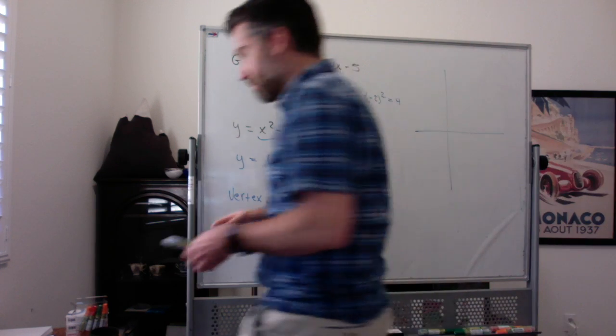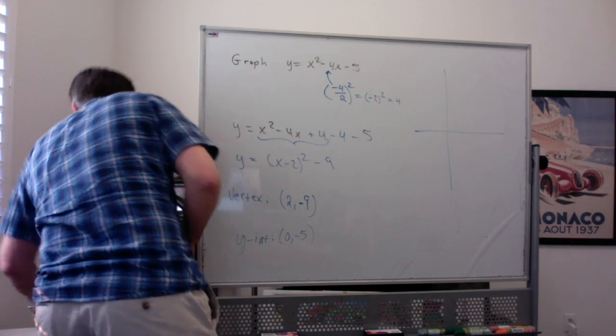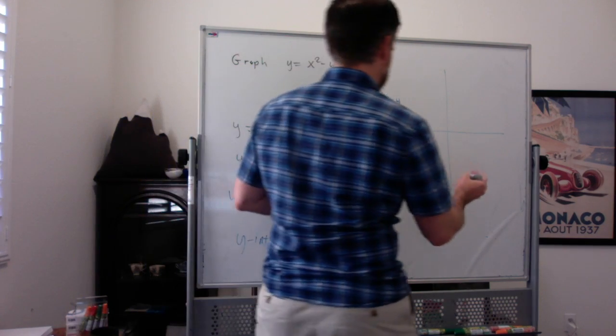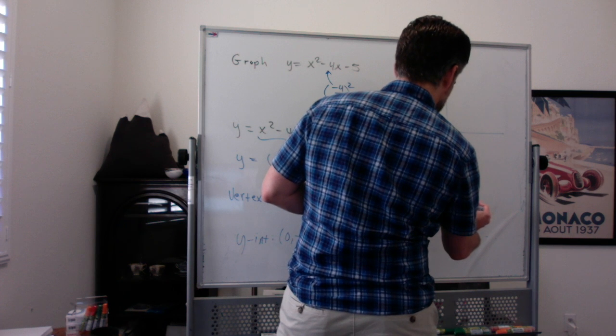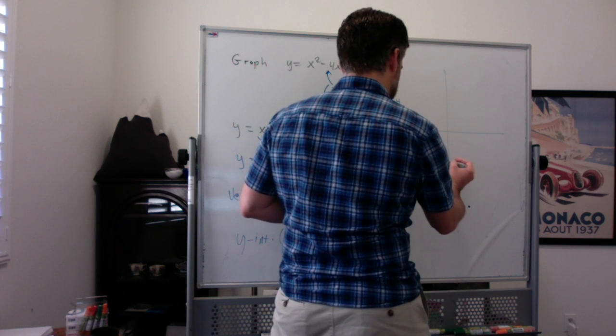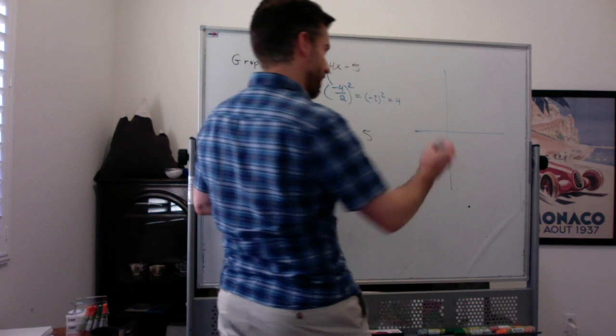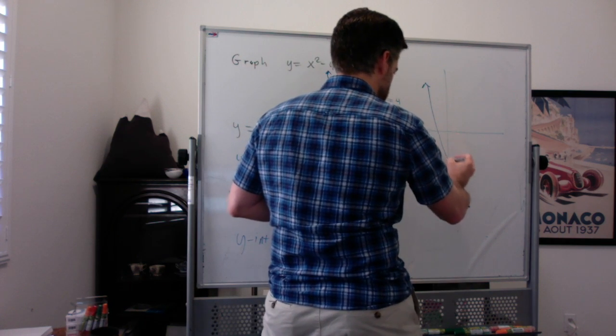My pens are all dead. So 2, -9 is down here. And then 0, -5 is maybe like right there. So we definitely have x-intercepts. They're going to look something like this.